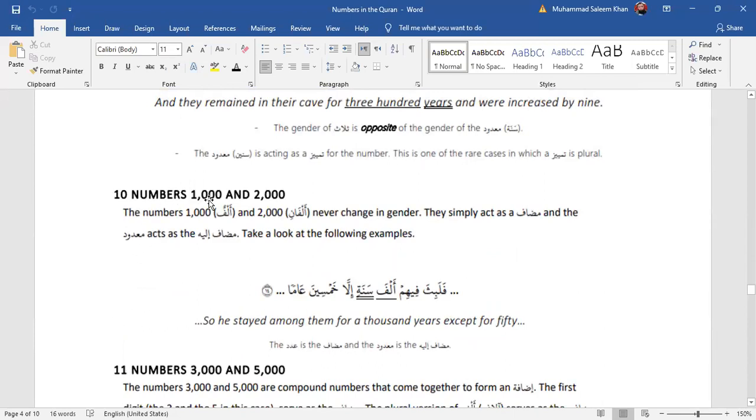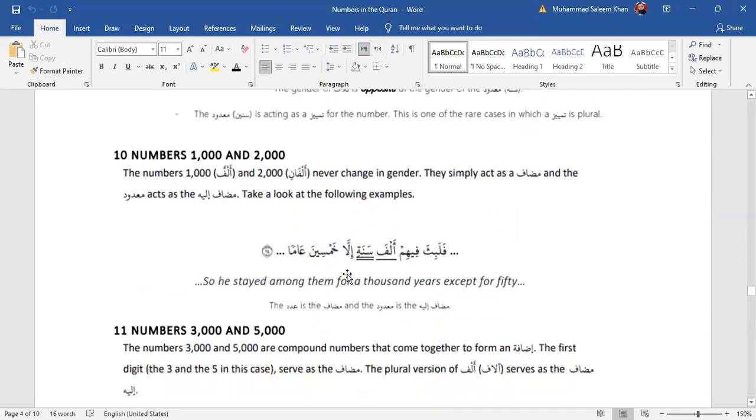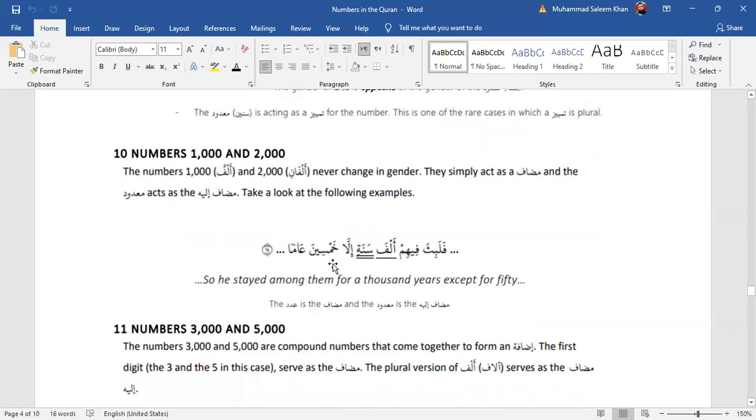Okay, so numbers 1,000 and 2,000, as we have seen here, فَلَبِثَ فِيهِمْ أَلْفَ سَنَةٍ إِلَّا خَمْسِينَ عَامًا. We haven't learned the use of illa, except. After that, the noun can be marfu or mansub. So inshallah, when we read about illa, we will come to it in the third book.